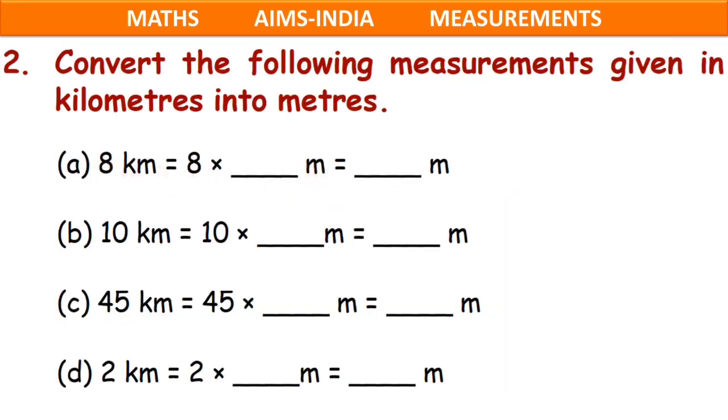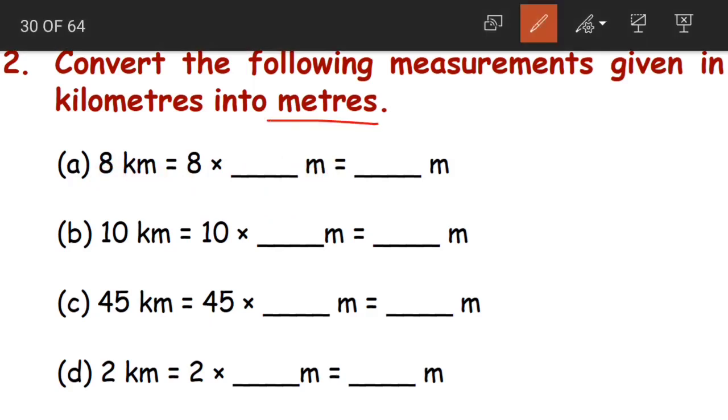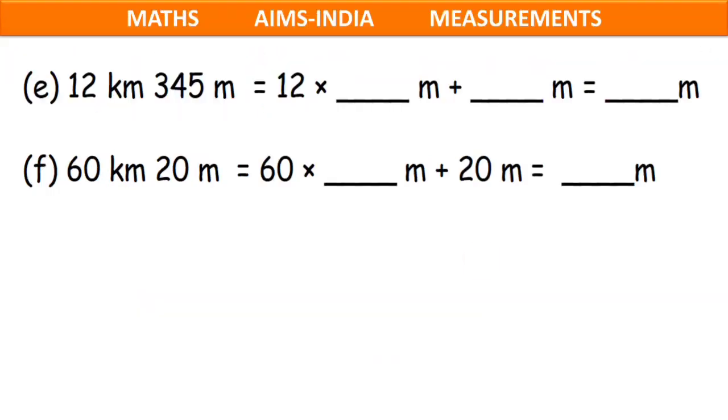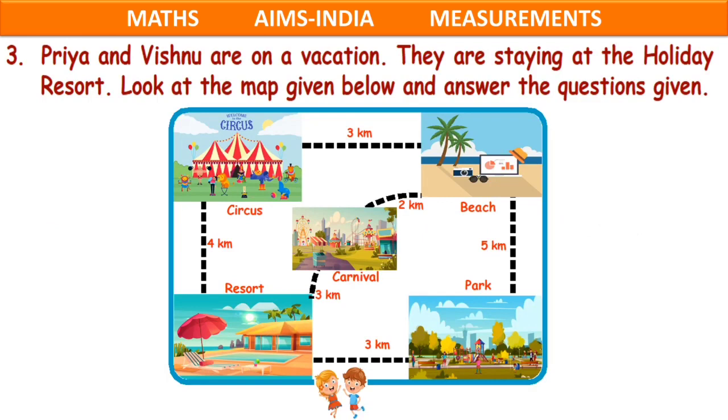Convert the following measurements into meters. What should we do here? All the questions are given in kilometers. So we have to multiply the given measurements by 1000, and then we'll get the answer in meters. That is 8000, 10,000, 45,000 and 2000 meters. Yes. Now here are few more examples. I hope you can solve these at home.